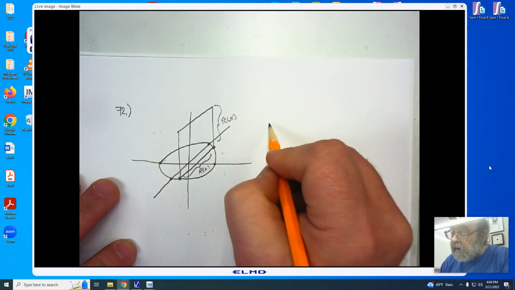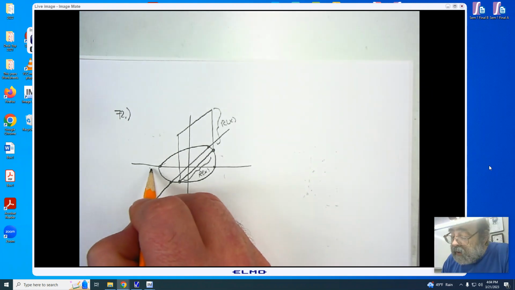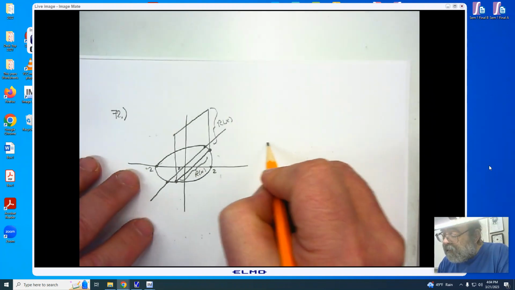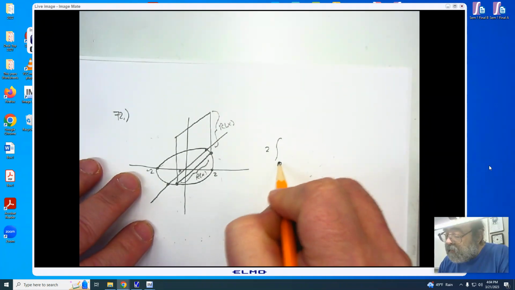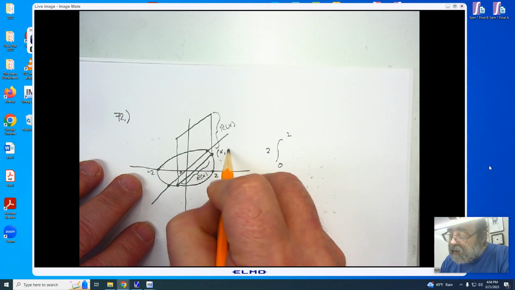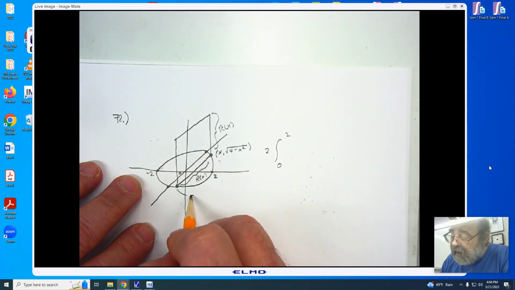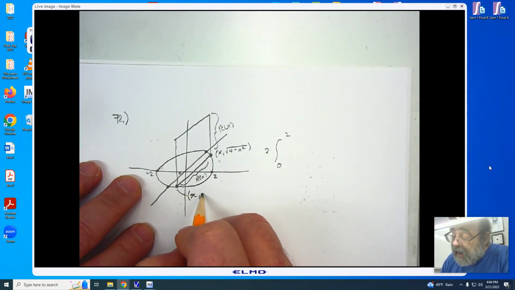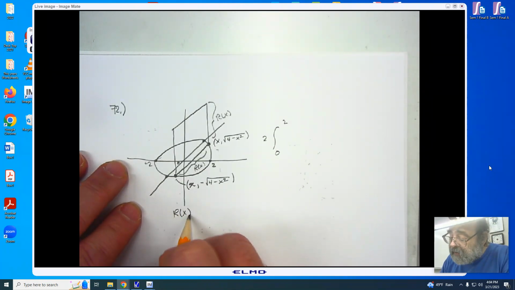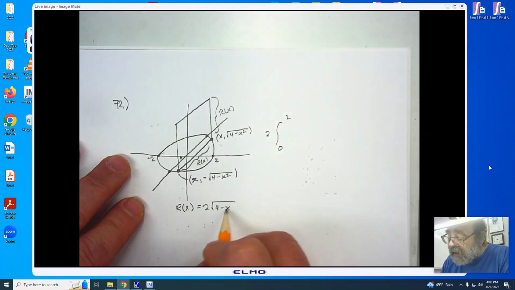If I'm working with a square, I'm going from my values of -2 to 2, and I have the choice of doing the even rule, and I am. So 2 times the integration from 0 to 2, and you'll notice that this point right here is x comma the square root of 4 minus x squared, and this point right down here is the negative. So x comma negative square root 4 minus x squared, and that means that my r of x is going to be the upper minus the lower, for 2 square root 4 minus x squared.